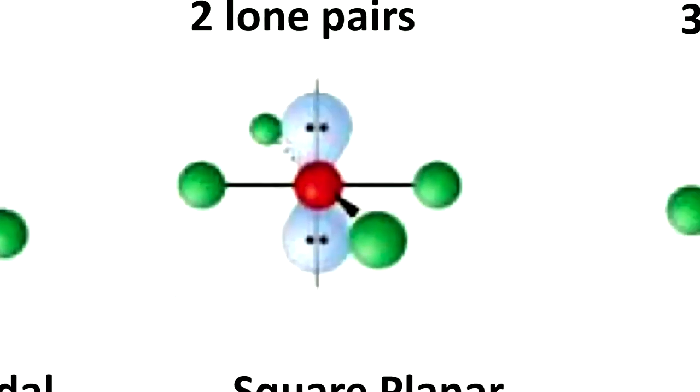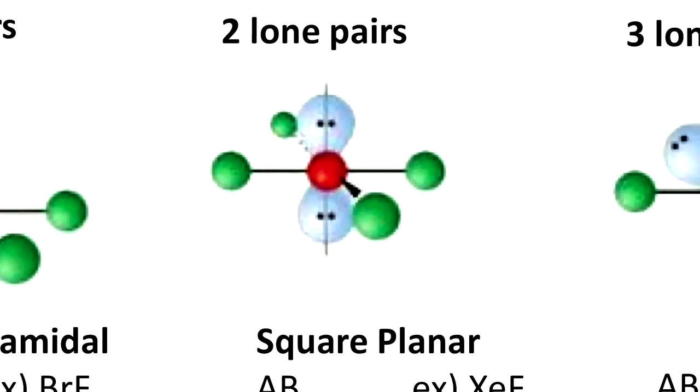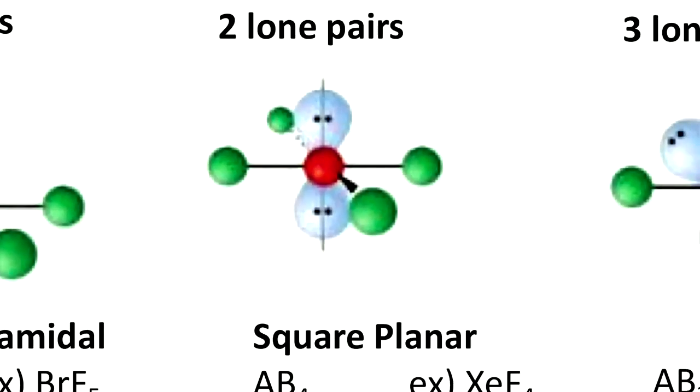That second lone pair goes up top, so those two lone pairs are as far away from one another as possible. This is how we get our next shape with two lone pairs. If we erase those lone pairs and ask ourselves what bonds are left over, we have a square planar. Square planar.